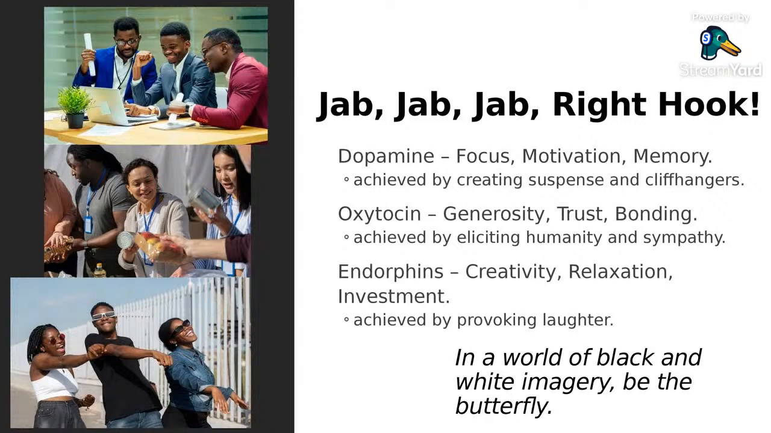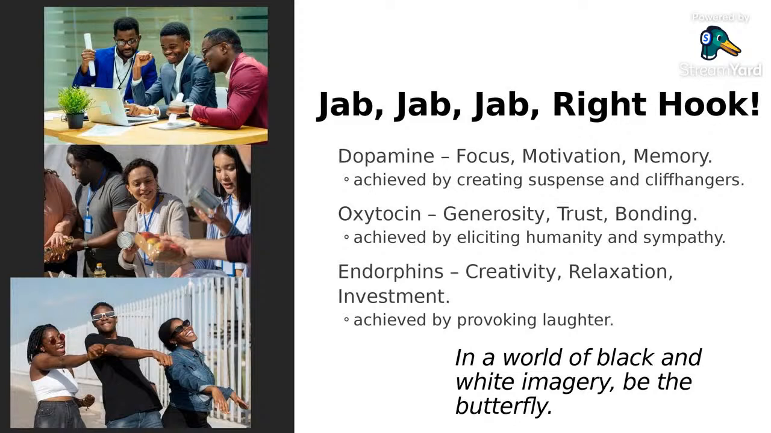And so we're going to start with dopamine. And dopamine is probably one of the more common hormones that people talk about when you're explaining people's motivation for doing things. And you achieve dopamine by creating suspense and cliffhangers. And further down, when we're talking about the submission criteria, we're going to discuss how you can induce dopamine in there. But what dopamine does and why it's important is that it helps people with focus and motivation and memory.